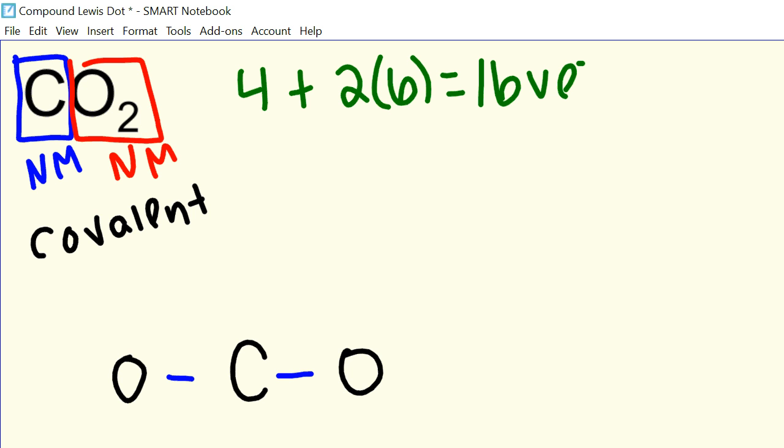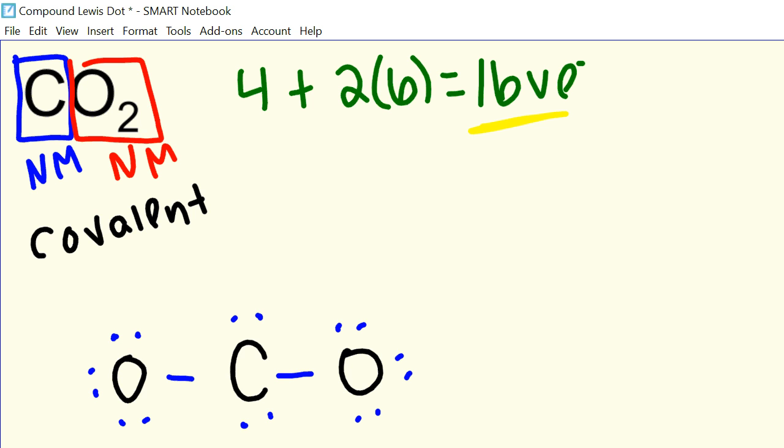Oxygen currently has 2 electrons around it because there's 2 electrons per bond. So 3, 4, 5, 6, 7, 8. Carbon currently has 4, 5, 6, 7, 8. The other oxygen has 2. So we're going to add the 8. Now we're going to go back and count the total number of valence electrons we have. So each bond is 2. So we have 2, 4, then 6, 8, 10, 12, 14, 16, 18, 20. We want 16. So we have too many.